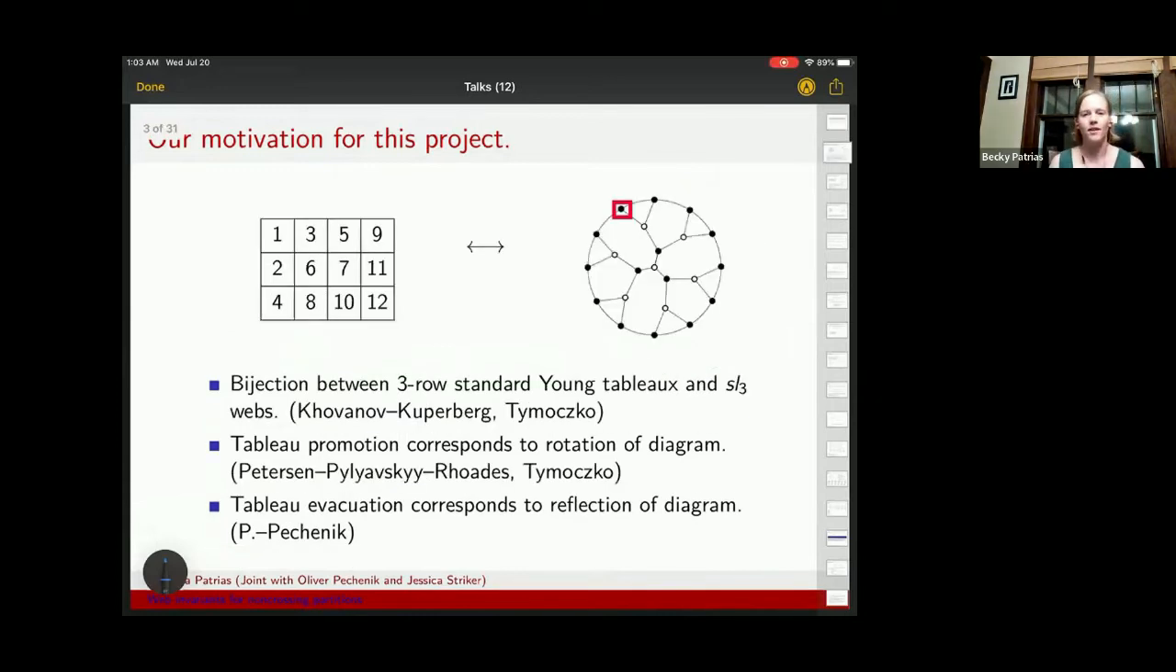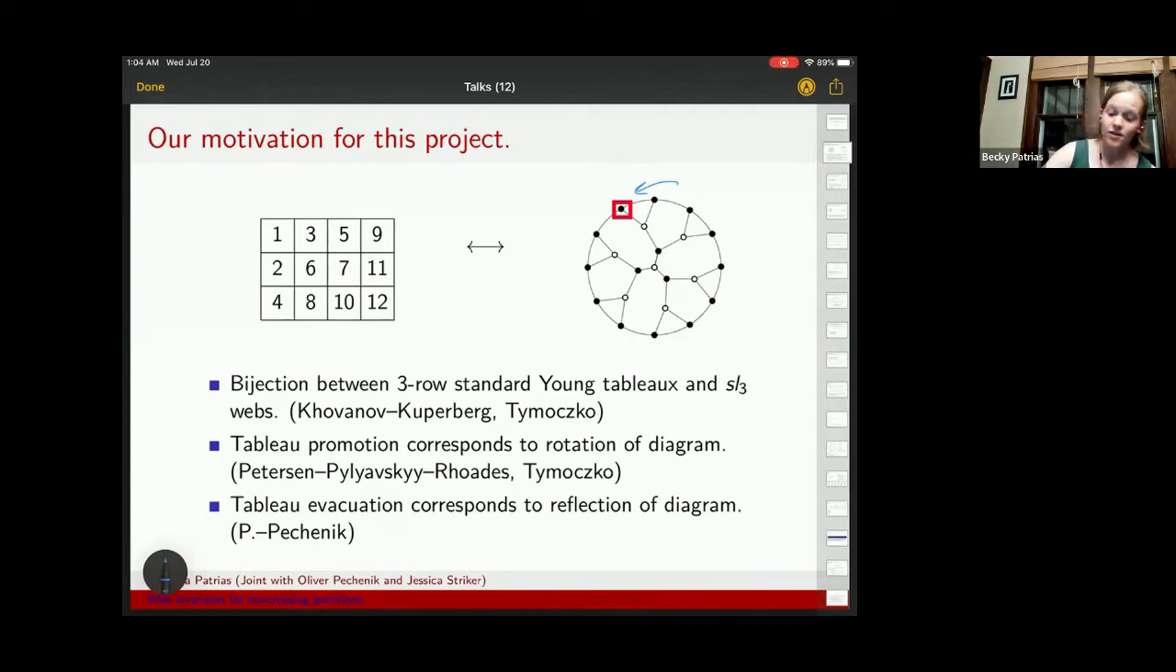And we have a similar thing with 3 rows. There's a bijection between 3-row standard Young tableaux and these objects called SL3 webs. And we have the same properties. Promotion on the tableau corresponds to a rotation of my web, and evacuation on the tableau corresponds to reflection of my web.